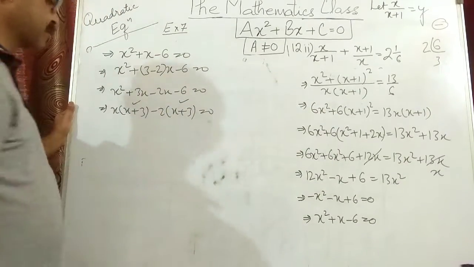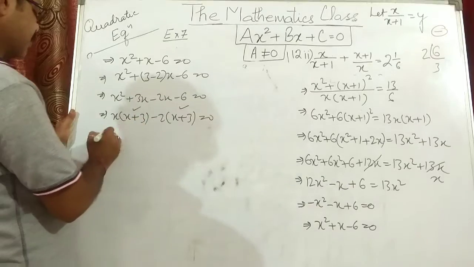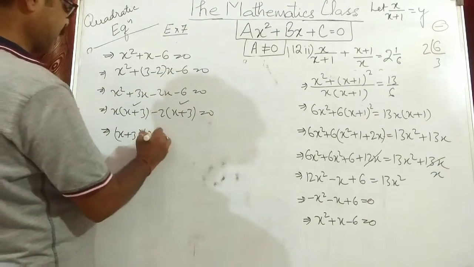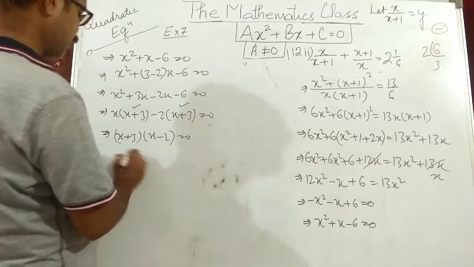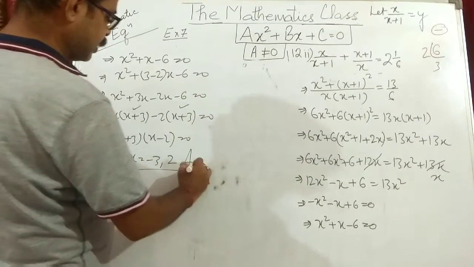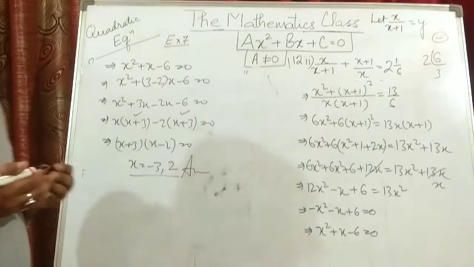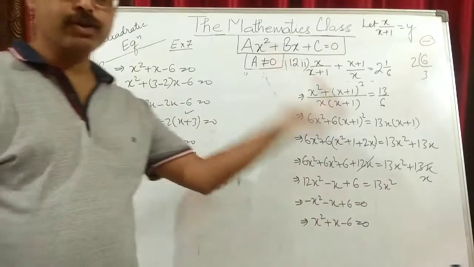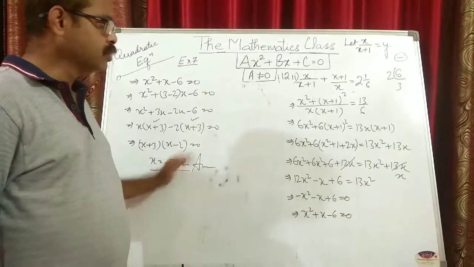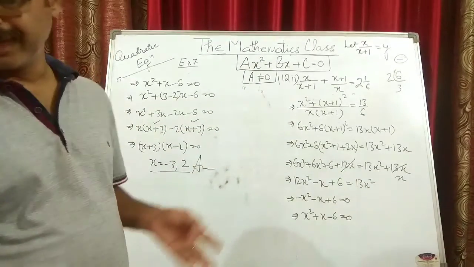You can see again both x plus 3 and x plus 3 are the same. So our calculation was right. x plus 3 is common. Now x minus 2 is equal to 0. So x is equal to minus 3 and x equal to 2. This is the final value. What came in y also, in the previous solution also, it came minus 3 and 2. So it means our calculation is right.